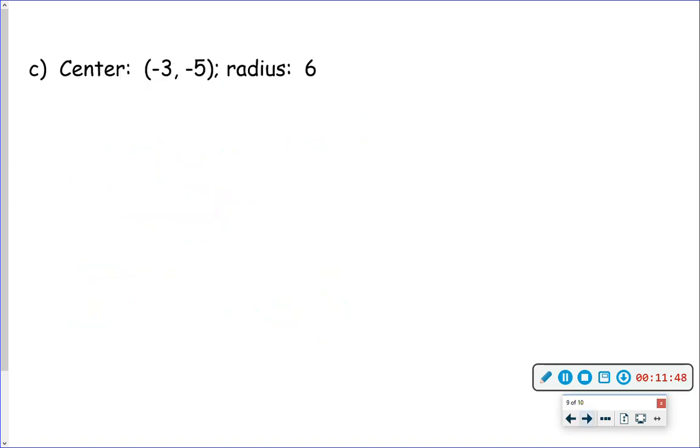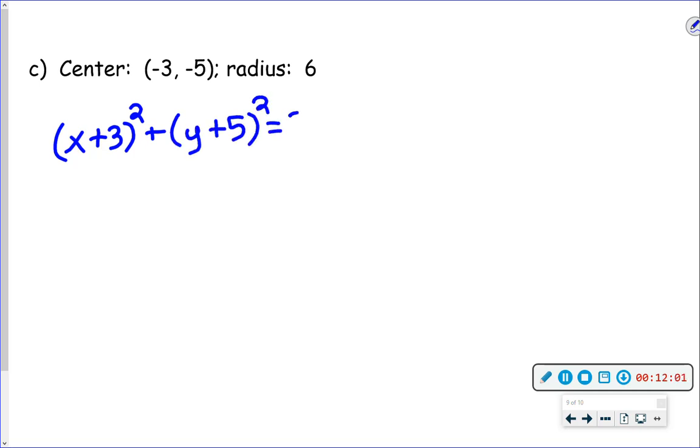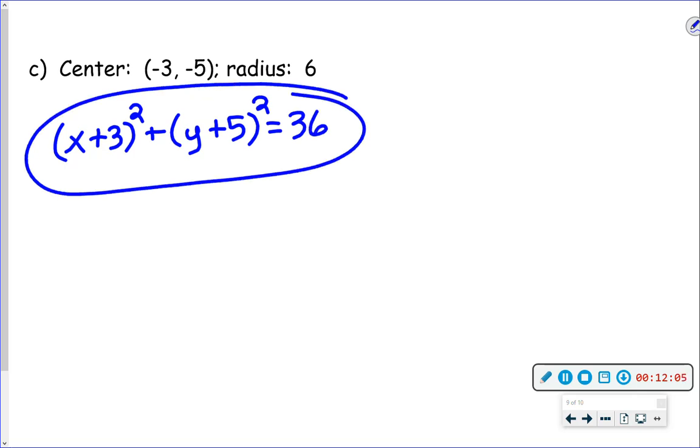All right, final problem of the day is the easiest one. They gave you everything, the center and the radius. I don't even really have to do anything. So my center minus 3, I'm going to make it plus 3. Negative 5, so I'm going to change it to positive 5. And I can square 6, radius squared. Got it. No work needed, everybody's favorite.